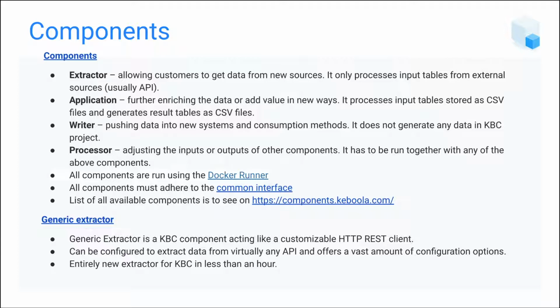So an extractor allows customers to get the data from new sources and load them into the storage. It only processes the input tables from the external sources. An application may enrich the data, it may be some machine learning application that provides some new insights into the data. Usually it processes some input tables and generates some result tables as well. Then we have a writer, which pushes the data into a new system. It may be a BI tool or a database; basically it takes the table from the storage and outputs it elsewhere.